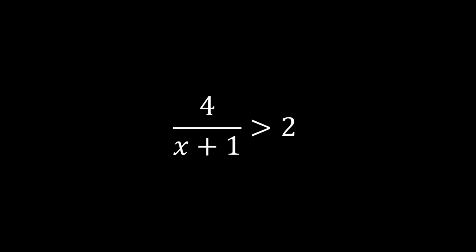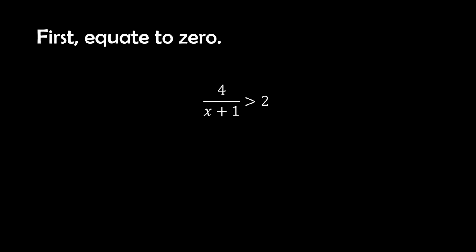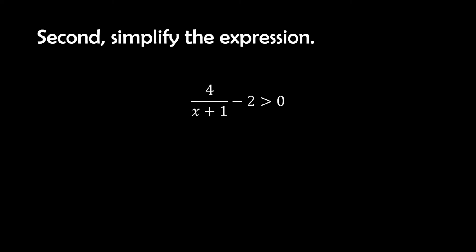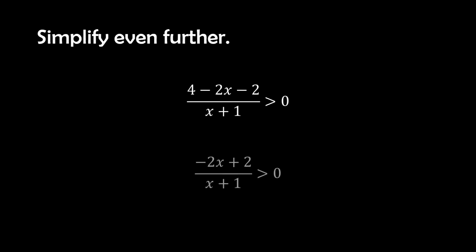Here we are given an example, a simple rational inequality: 4 over x plus 1 is greater than 2. The first step is to equate it to 0, so we subtract 2 on both sides and we have 4 over x plus 1 minus 2 is greater than 0. Second is to simplify the expression by doing some simple subtraction, getting the LCD, and there you have it. Simplify it even further and we have our final simplified expression in the form of negative 2x plus 2 over x plus 1 is greater than 0.